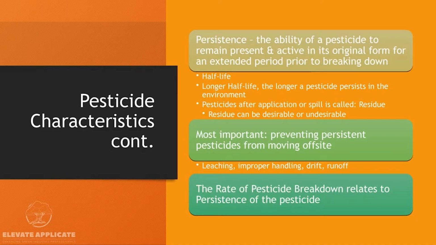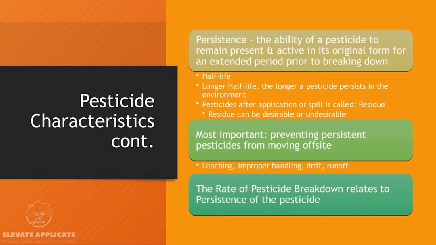Most important is preventing persistent pesticides from moving off site. And how do they move off site? Well, they can leach, which means they penetrate into the ground. Due to improper handling, they could be going off site, spills and whatnot. If you spill it on the street, where does it go? Does it go down the drain? Where does it go? Drift from the wind carrying products, or runoff. So you spray something, it rains a little bit later, and then it washes away with the rain elsewhere.